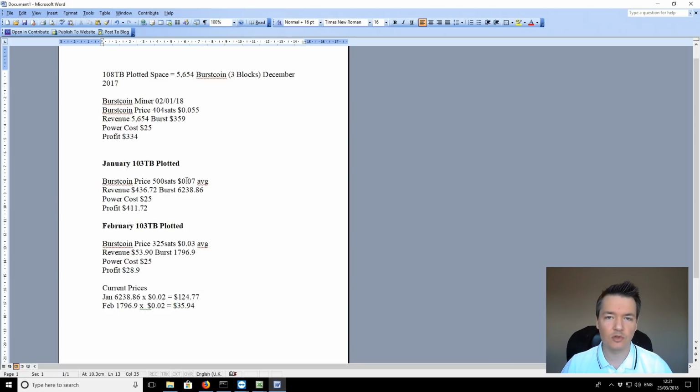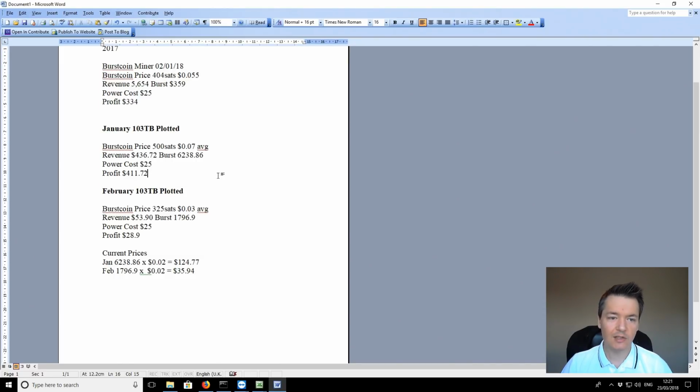So assuming we sold gradually all throughout the month of January, and considering our power cost of $25, a very small amount, we would have made $411.72. That is what we would have got if we sold at the average price of January. So that would have been a very good month. Taking a look at February, quite different. Again using an average, 325 Satoshis for the month of February gives us an average dollar price of 3 cents.